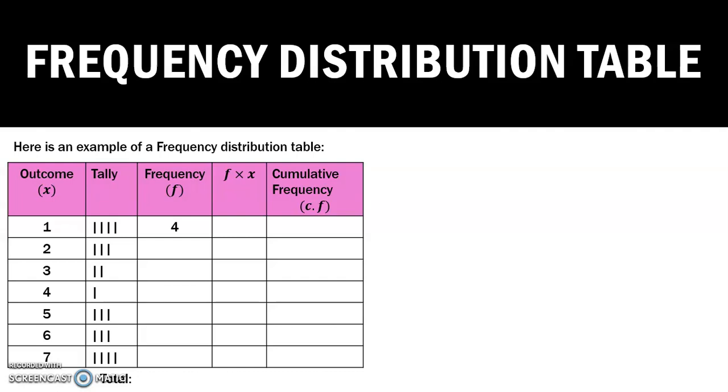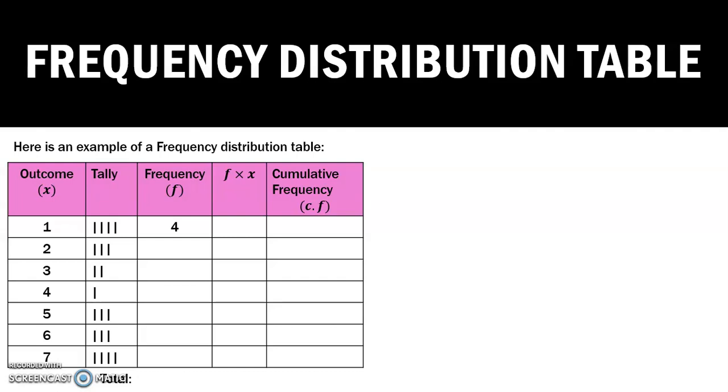For a frequency distribution table, we have 5 columns. We have the outcome, tally, frequency, F times X column, and our cumulative frequency column. Our outcome column is the score. For this frequency distribution table, somebody has recorded the scores 1 to 7 and how many times those scores have occurred. Then we have the tally column, which tells us how many times 1 has occurred, how many times 5 has occurred, and we do it in the form of tally strokes.